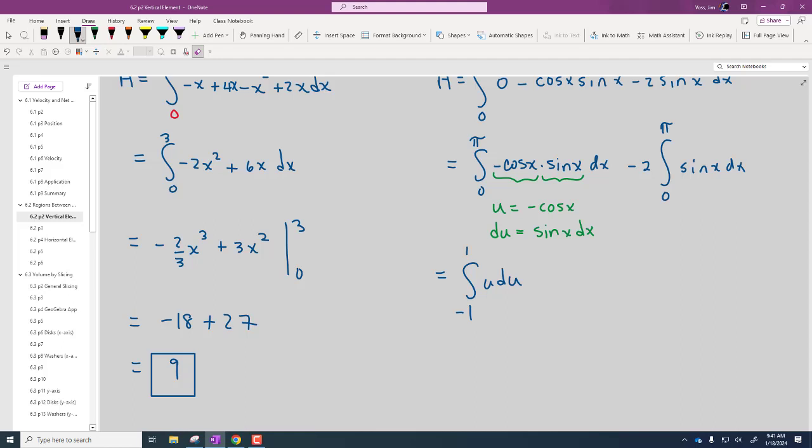And then over here, we're just going to do our integration. Integration of sine x, antiderivative is negative cosine x. That negative can jump out to the front and make that a +2 cosine of x. And then our limits of integration are 0 to pi.